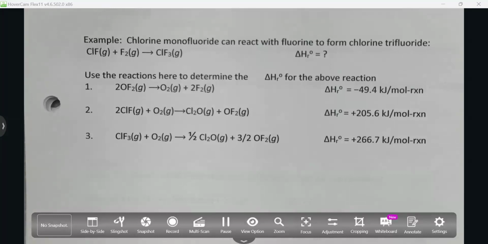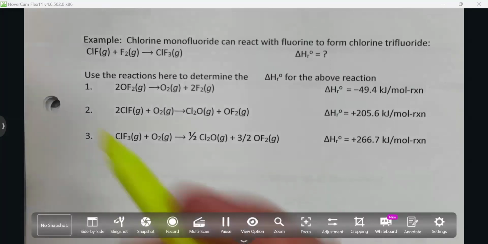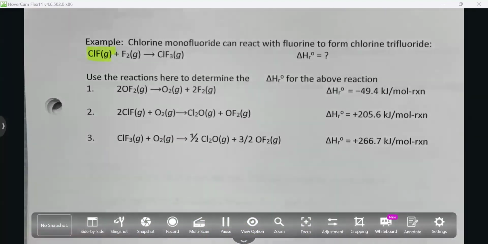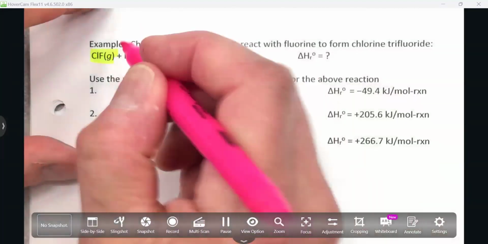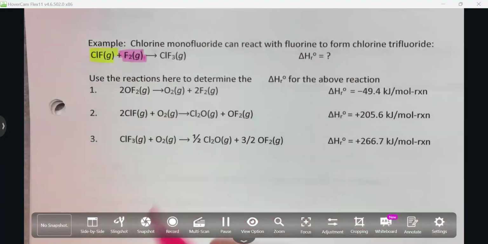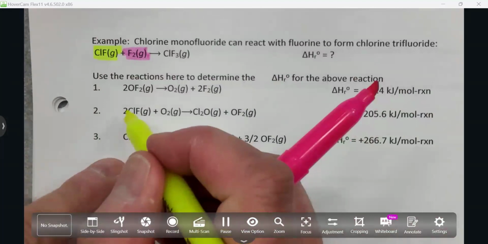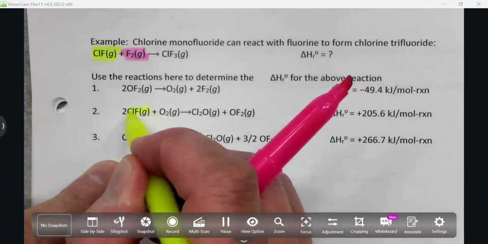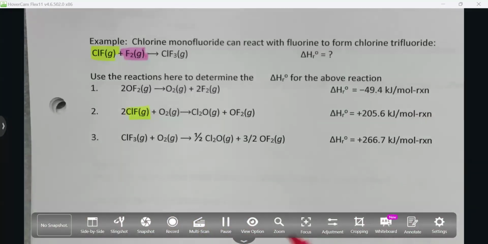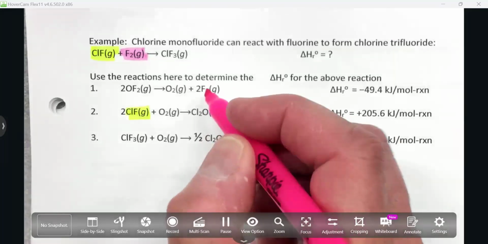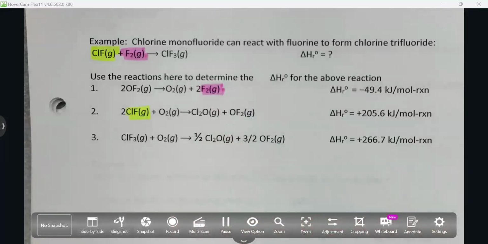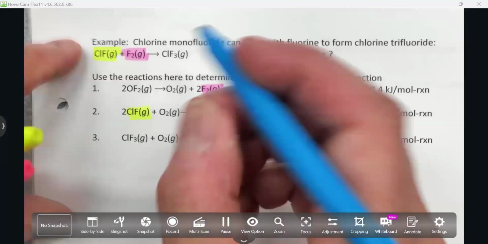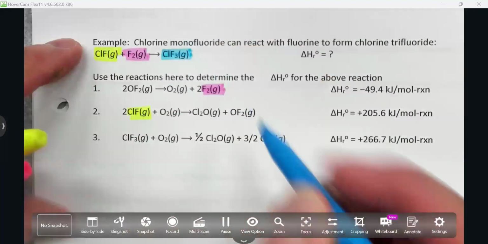But let's highlight this. Let's see what we got here. We've got ClF gas. We've got F2 gas. ClF gas. We've got ClF gas. We've got F2. Where in the heck? Ooh, F2 is over here. ClF3, these look pretty similar. ClF3 right here.